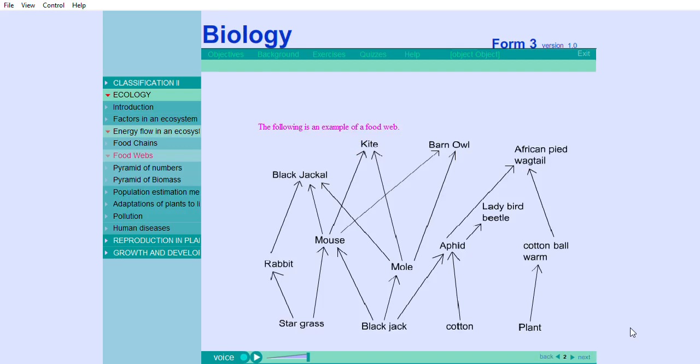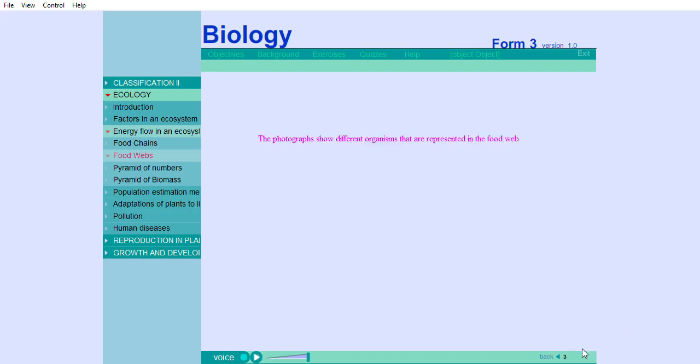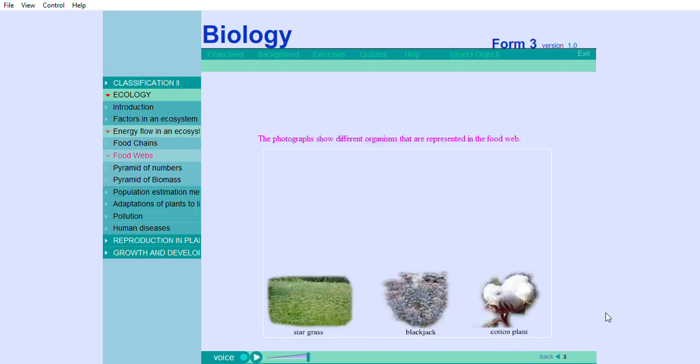The following is an example of a food web. The photographs show the different organisms that are represented in the food web.